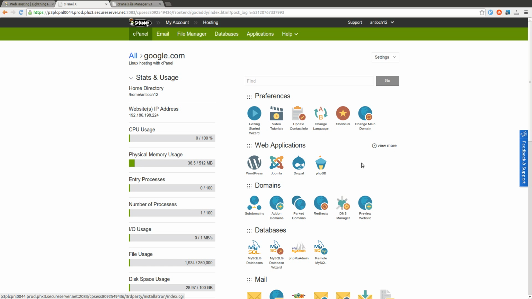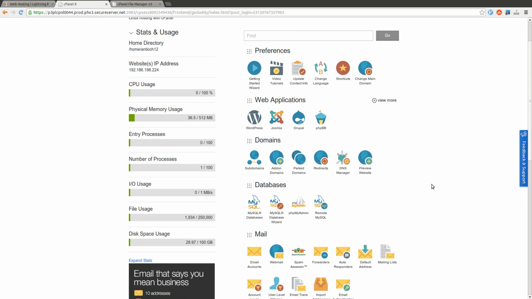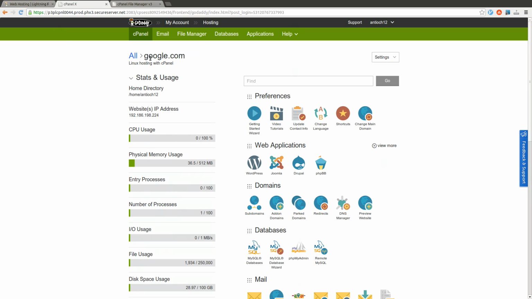They have one-click installs, which I really like. I consider WordPress, Joomla, and Drupal the big three, and then this is kind of like a forum, but these are the big three. One-click installs for those applications, which is good.